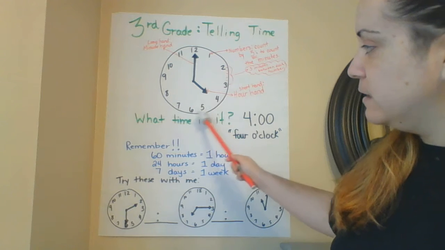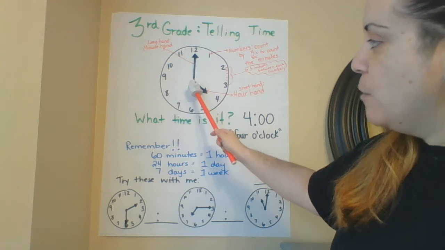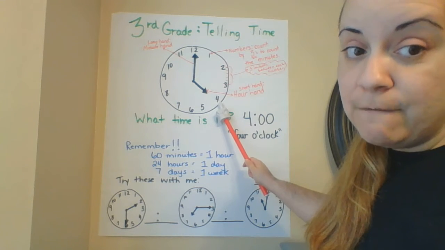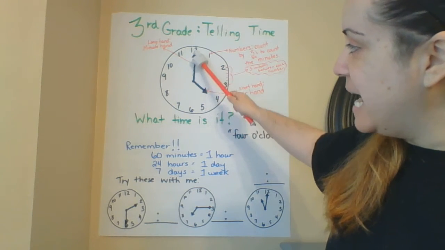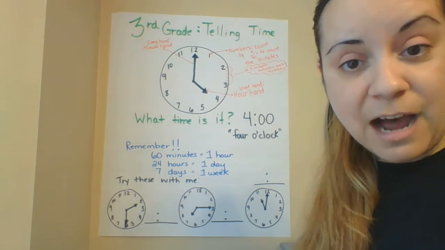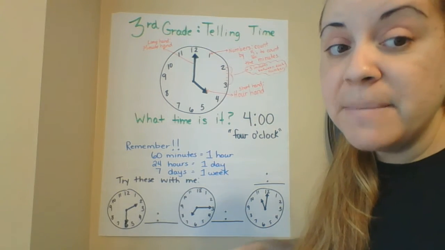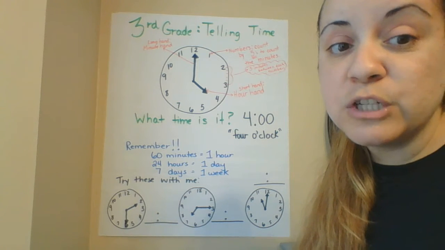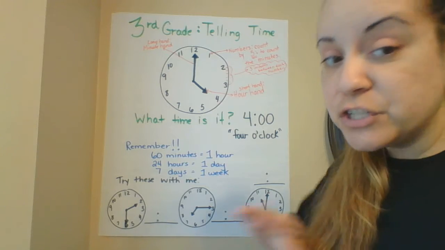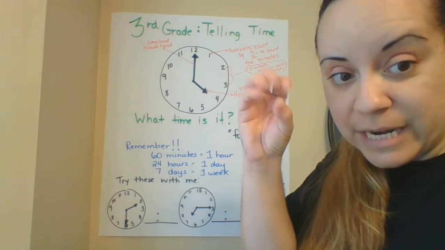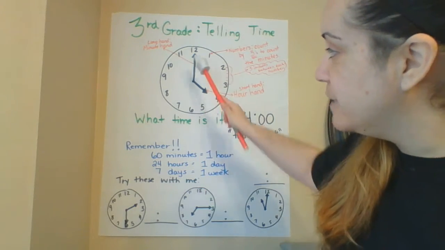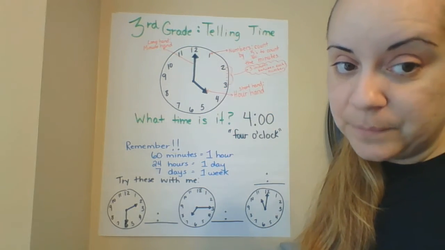So looking at this clock right here, I know my short hand or my hour hand is pointing to the 4, and my minute hand is pointing to the 12. Every time that the long hand, the minute hand, is pointing to the 12, then that means it's a full clock. There's no minutes. We're at 0 minutes. It hasn't started to the 1 minute or the 2 minute yet. We're still at 0 minutes right here.